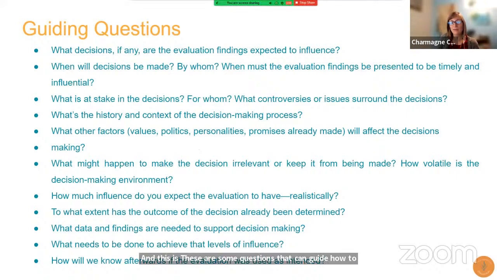Michael, do you want to talk at all about these? I don't know if we need to read through every single one of them, but this is about how to connect the use to decision-making.